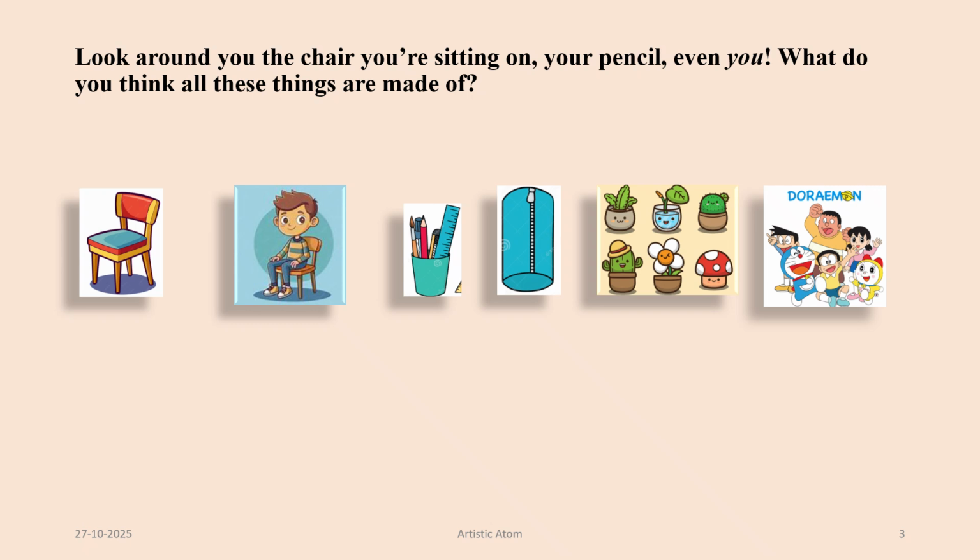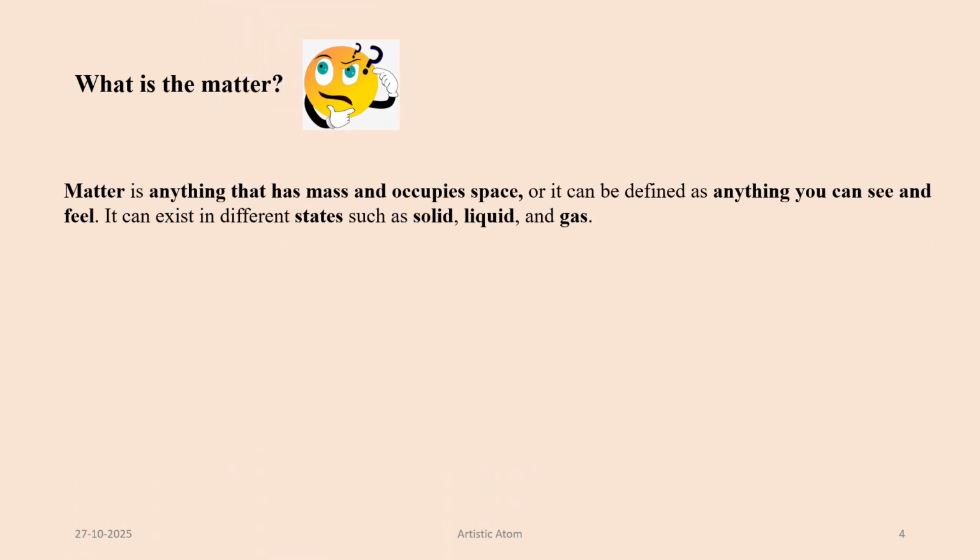Now, these things are made up of nothing but a term called matter. What do you understand by this term matter? Let's see. Matter is nothing but anything that has mass or which can occupy space. Or you can also define it as anything that you can see is called matter.